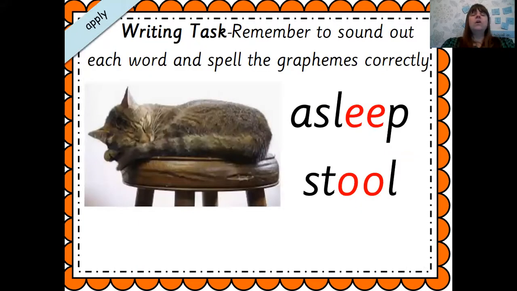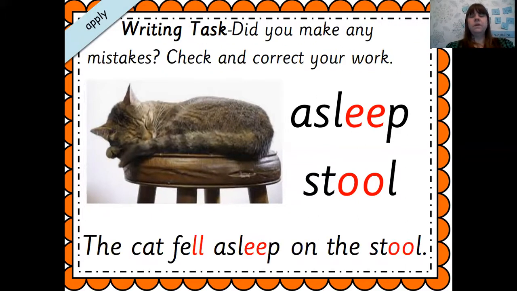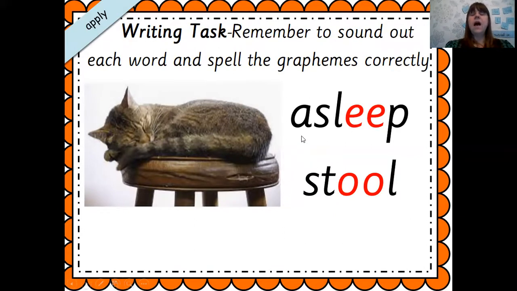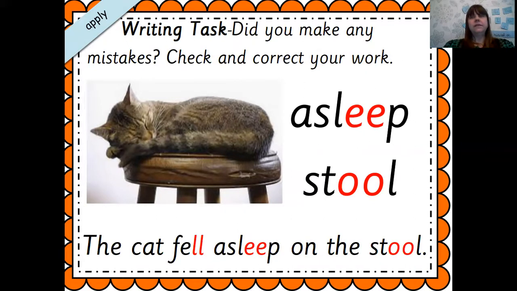So finally, our writing task has two clues there as usual. You can pause me if you wish to think of your own sentence and to work out these two words here. So we've got asleep. Asleep. And this is stool. Asleep and stool. And what is that? Is that a dog? Is that a hamster? Is that a rat? It's a cat. So our sentence is the cat fell asleep on the stool.